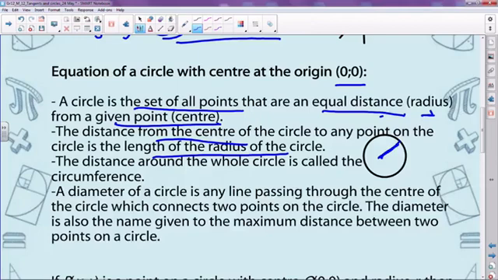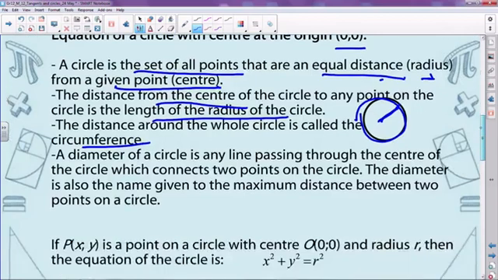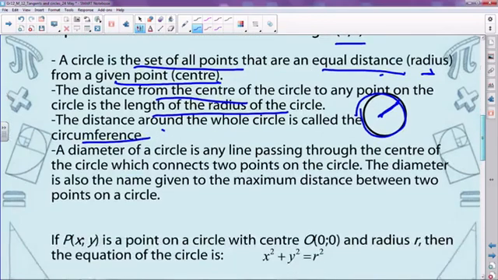The distance around the whole of the circle, so as we go around the circle, is called the circumference, and we also say that distance around the circle is called the perimeter. The diameter of the circle is any line passing through the center of the circle which connects 2 points on the circle. So 2 points drawn on the circle and passing through the center, that line that connects those 2 points is called the diameter. It is also the name given to the maximum distance between any 2 points on the circle.